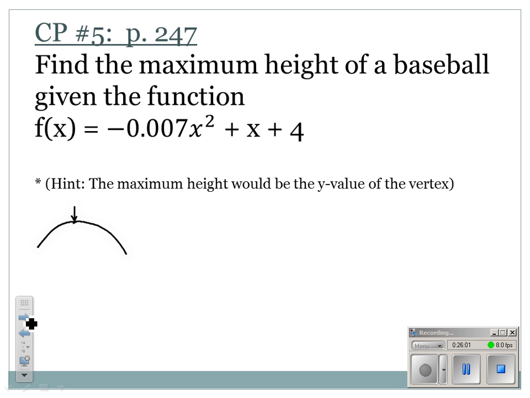If we're looking at this particular one, instead of trying to complete the square, I'm going to use negative b over 2a to find my vertex, because that's what I'm shooting to find to get the maximum height of my ball. So negative b over 2a. b for this function is a 1, so negative 1 over 2 times negative 0.007, which is a. So we're going to have negative 1 over negative 0.014, and if you punch that into your calculator, you're going to get 71.4. Now you're not done. Remember, this is your x value.